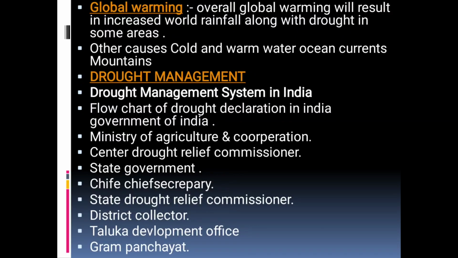The drought management system in India: flowchart of drought declaration in India. Government of India, Ministry of Agriculture and Cooperation, Central Drought Relief Commissioner, State Government, Chief Secretary, State Drought Relief Commissioner, District Collector, Taluka Development Office and Gram Panchayat. And these are all the groundwater management systems which have been worked out in India for a period of time.